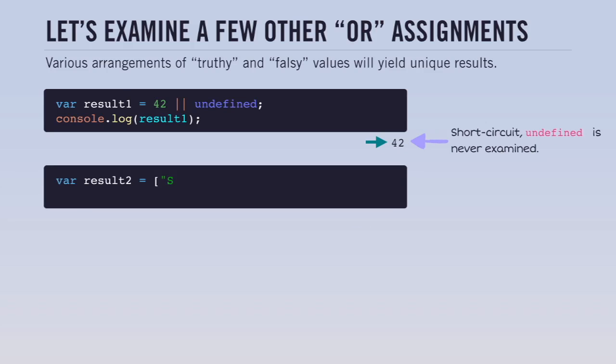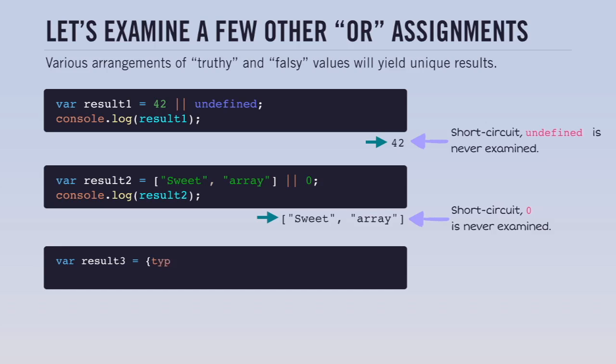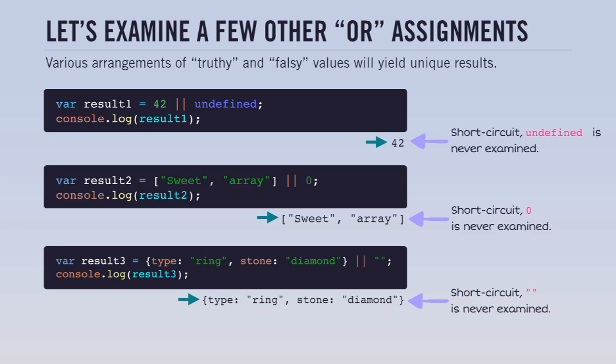Next, in result 2, we're looking at an array with some strings in it, as well as 0 on the right-hand side. Well, the array full of strings is totally truthy, so we're going to go ahead and take that. And the 0 is never examined, again, because of the short circuit. Finally, we've got result 3, which has an object in it. Object is definitely truthy. On the other side is the empty string. That empty string is never examined for the same reason, because of the short circuiting, so when we log out result 3, we're going to get the object.